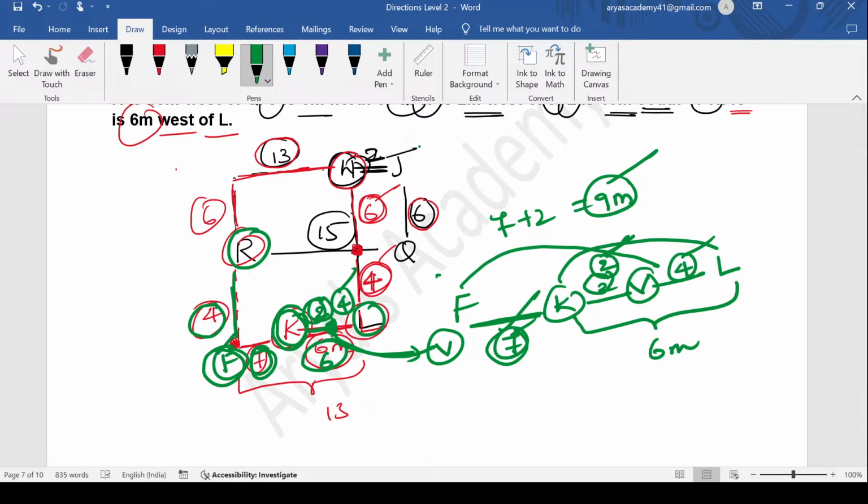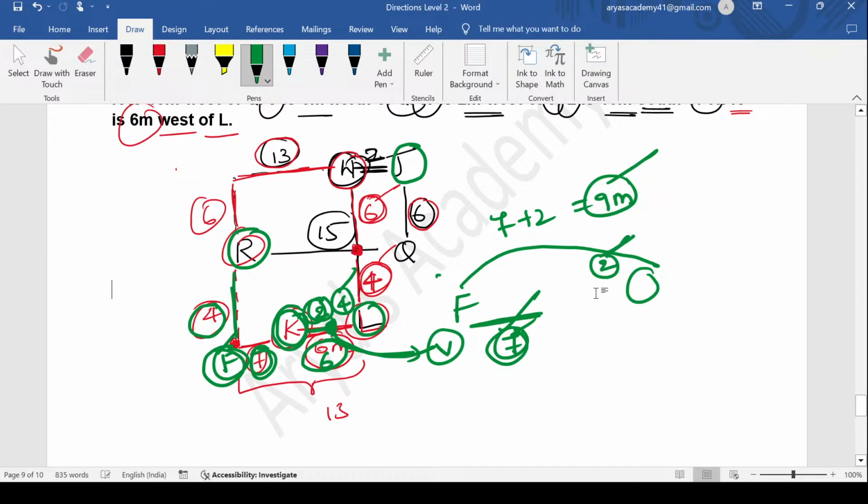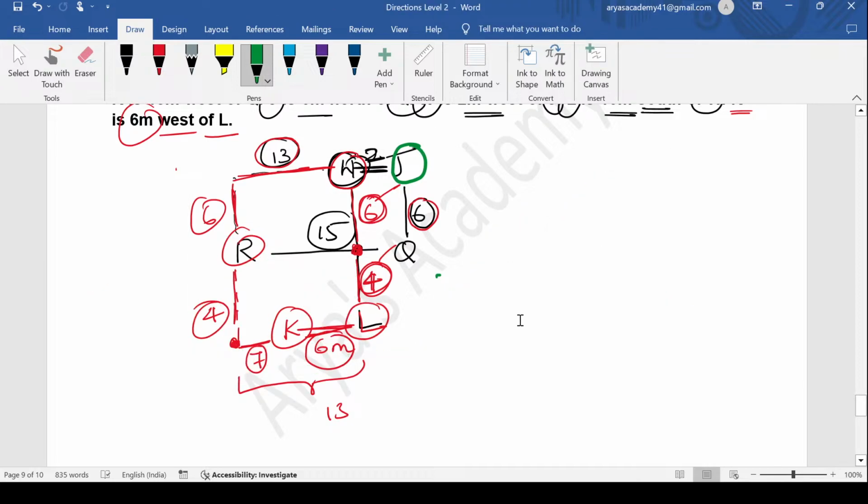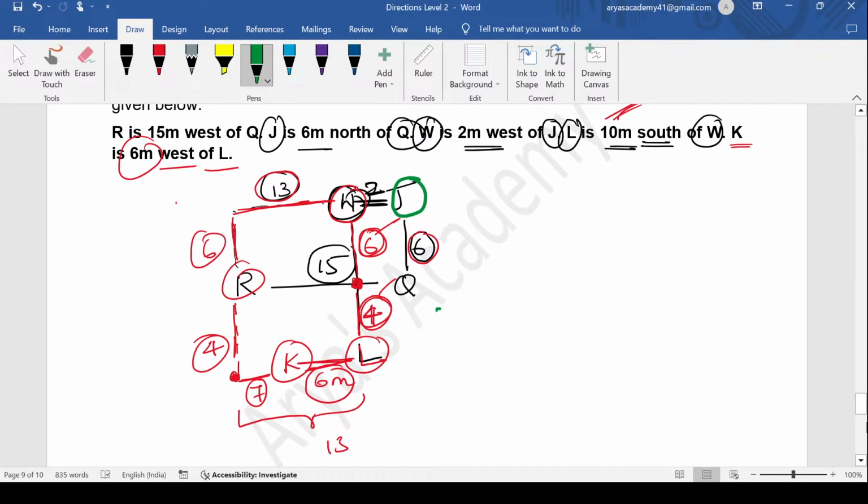Point J is here. Initially, we have written that the distance between J and W is 2. I'll rub out this particular diagram so that it would be clear. If you want, I can write it again. So W is here and J is here and the distance is 2.